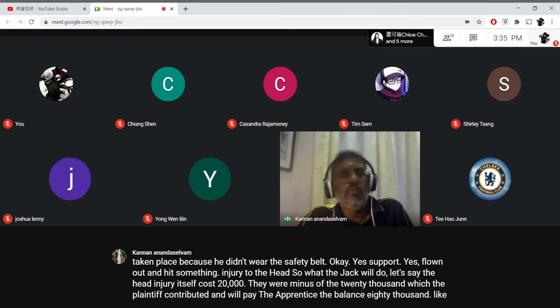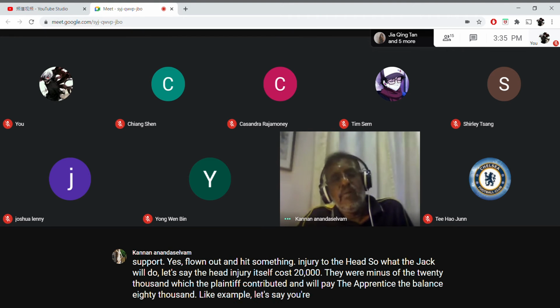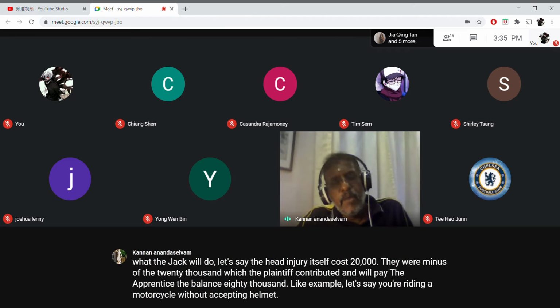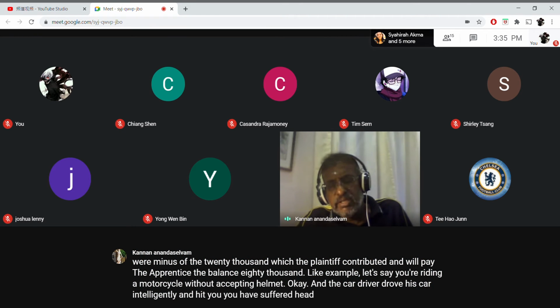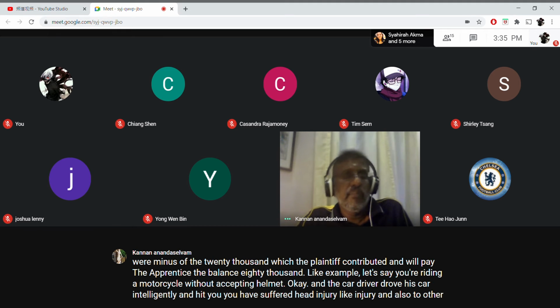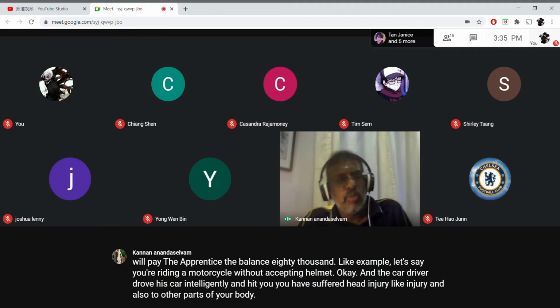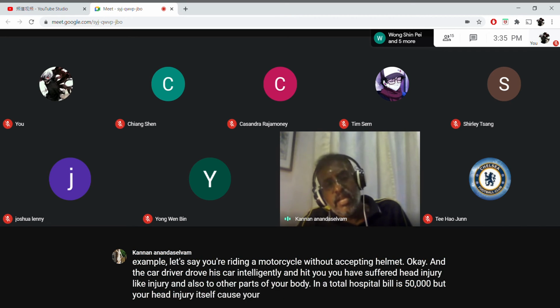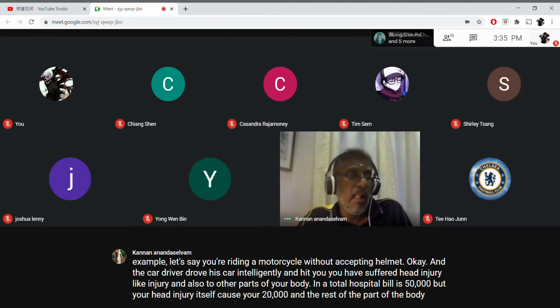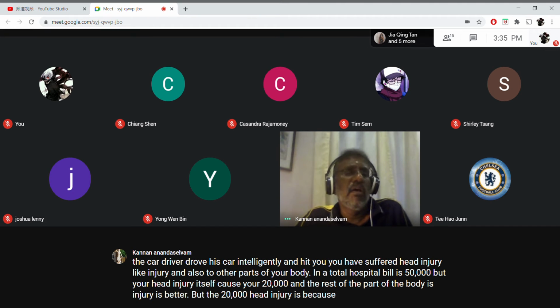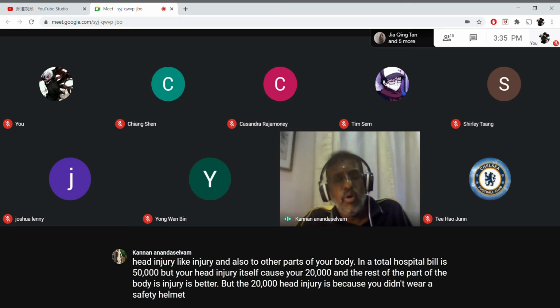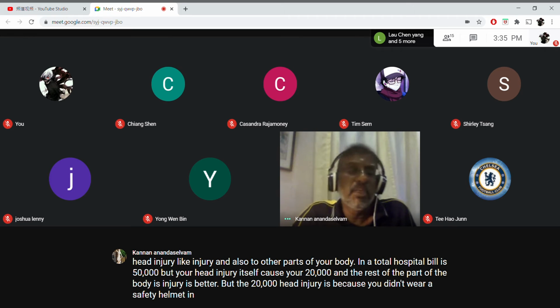Like example, let's say you're riding a motorcycle without a safety helmet, and the car driver drove his car negligently and hit you. You have suffered head injury, leg injury, and also to other parts of your body. The total hospital bill is 50,000, but your head injury itself costs you 20,000, and the rest of the body's injury is 30,000. But the 20,000 head injury is because you didn't wear a safety helmet. If you would have worn a safety helmet, there wouldn't have been any injury to the head, only other parts of the body.